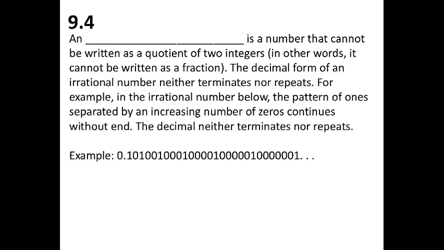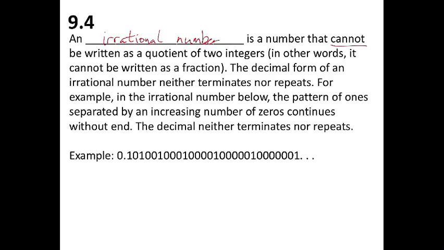Couple of definitions to start off this section. So the first one is a new word. An irrational number, I-R-R-A-T-I-O-N-A-L number, is a number that cannot be written as a quotient of two integers. In other words, it cannot be written as a fraction.